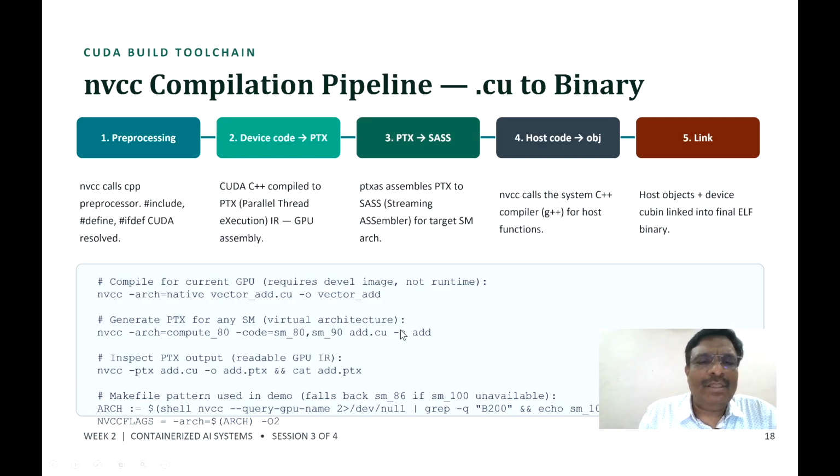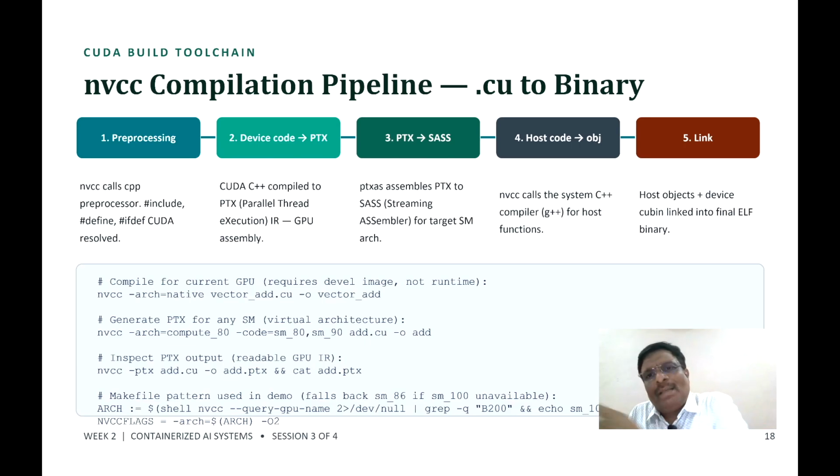Then you do this, add.cu minus add. This basically means that we can inspect the PTX output using the cat command, and then we can use the makefile to understand how we are going to run this on which architecture with certain specific flags. We'll see all of that when we execute the programs. So I hope this is clear. The basic idea here is to make people understand that when they start working on a GPU and use the NVCC compiler, it has all of these steps inside.